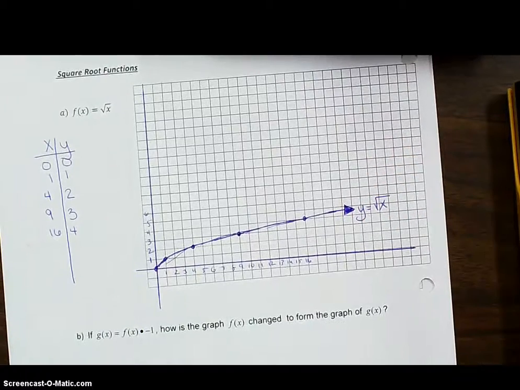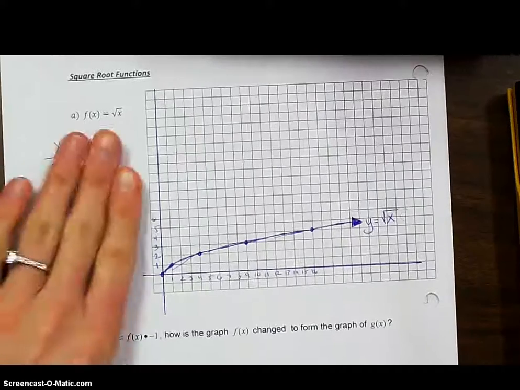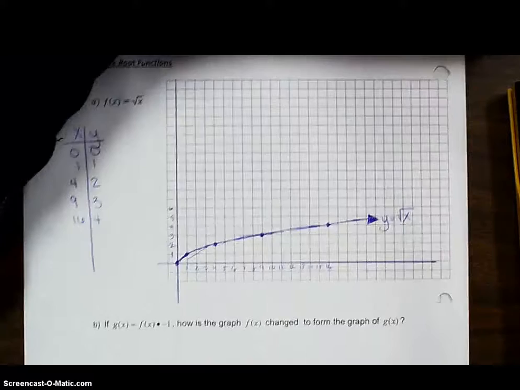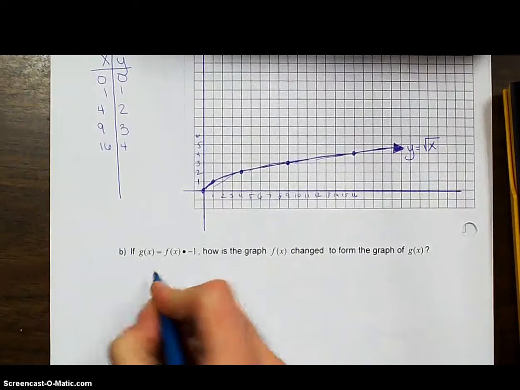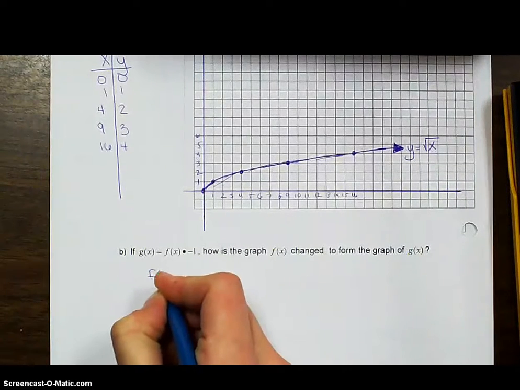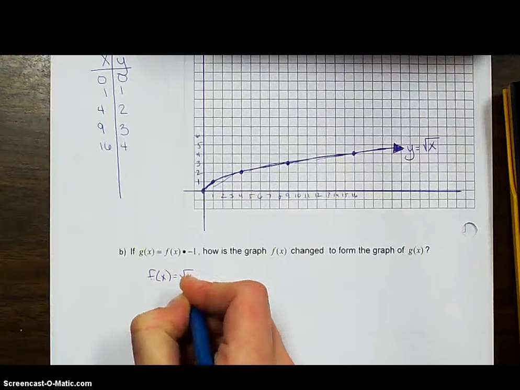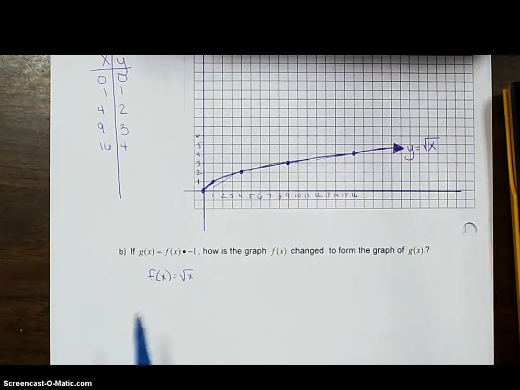And we've got it. All right, so now that we know how to graph the square root, let's take a look at how we can manipulate this equation to form a new one. All right, so I'm going to start by writing my f of x is equal to radical x, because that's what we started with up above.